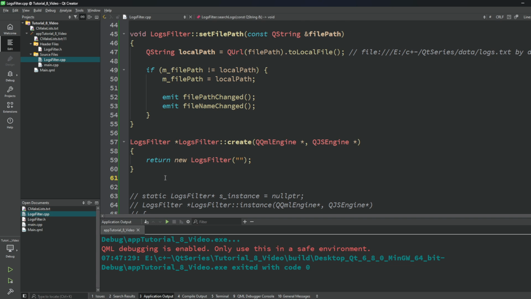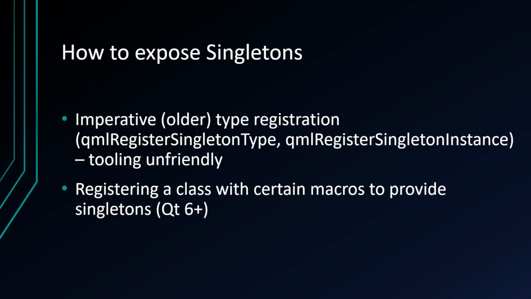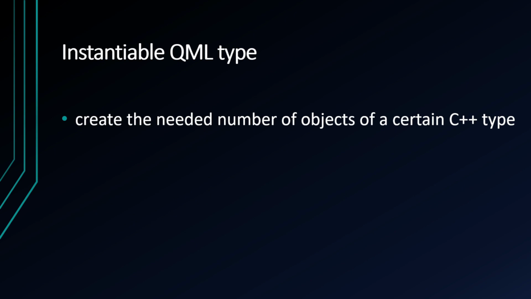Okay, and the last method of integrating is the instantiable QML type. There is a way to register an instantiable object type to QML, so you can just register this type and create as many objects as you need inside QML, and it is a very good method to integrate your C++ class with QML because it gives you so much flexibility.